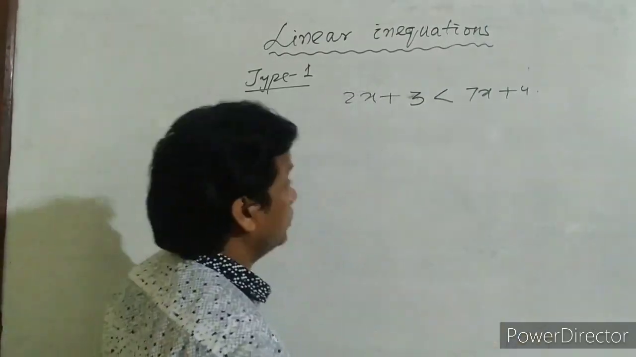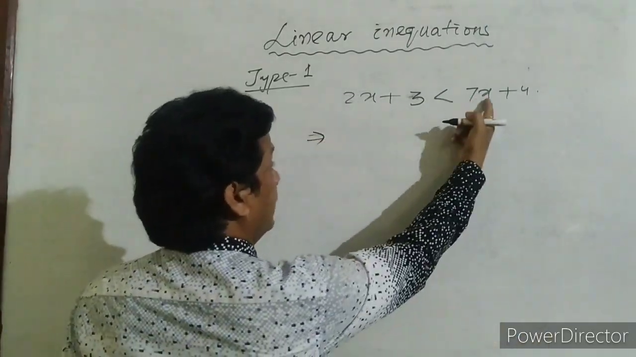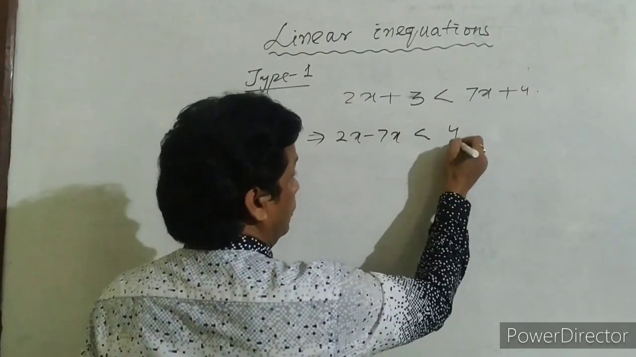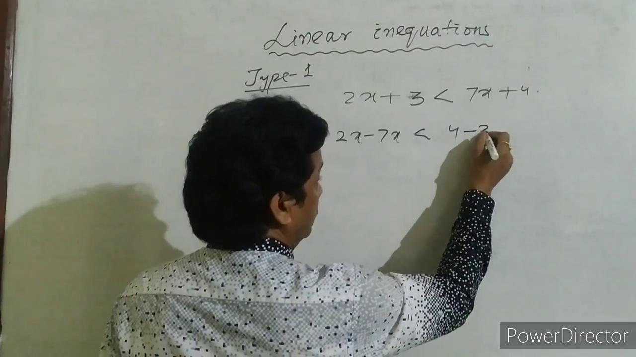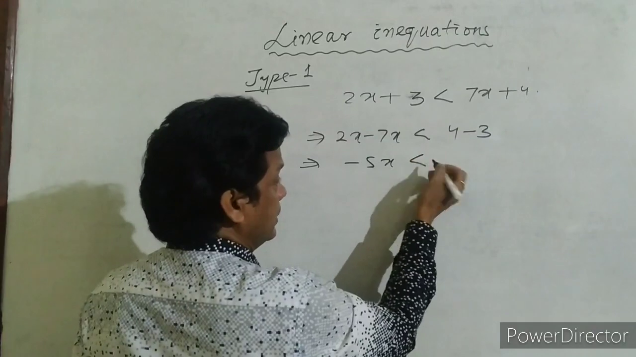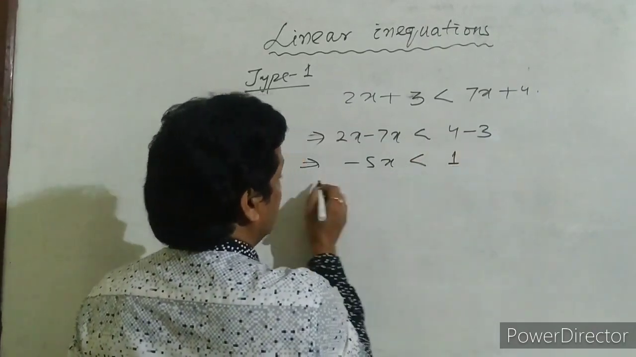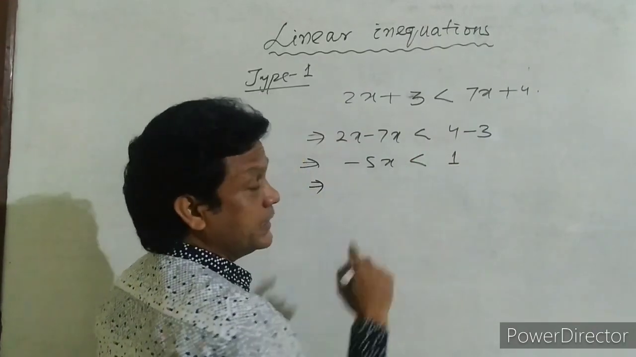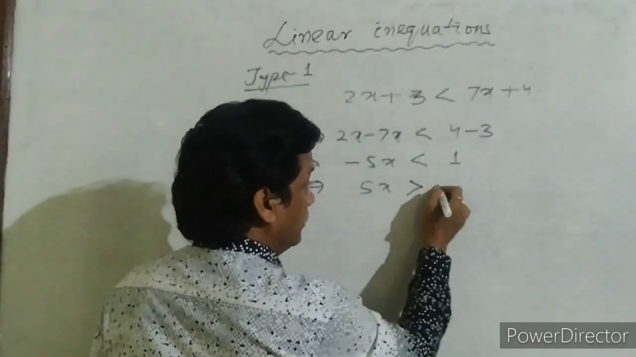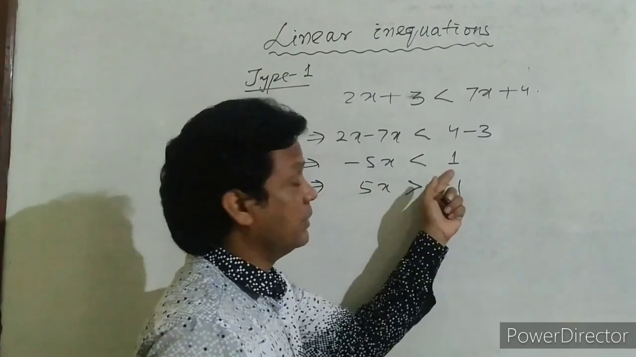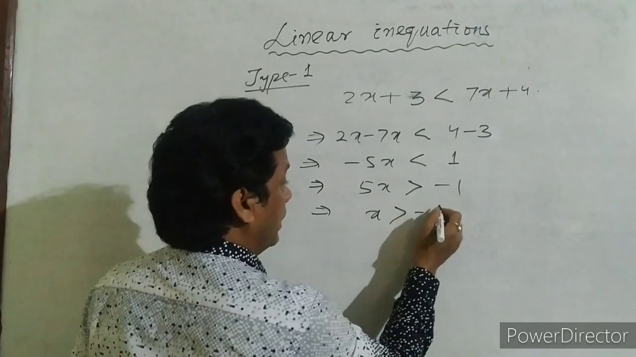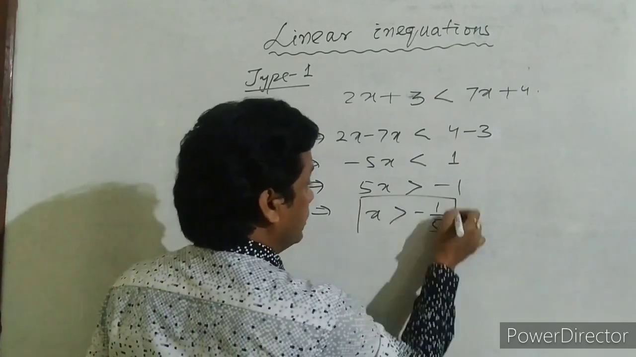And here, take 7x to the left-hand side, so 2x - 7x < 4. Take 3 to the right-hand side: 4 - 3. So 2x - 7x is -5x < 4 - 3, which is 1. So multiply by minus on both sides, and it becomes 5x > -1. I have told you, if you multiply by minus, the sign will change. So divide by 5: x > -1/5. So this is your answer.